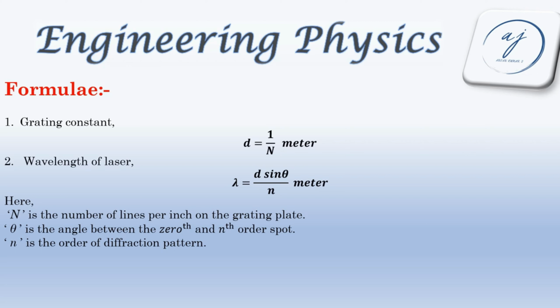Here, capital N represents the number of lines per inch on the grating plate. Theta is the angle between the 0th and nth order spot in a diffraction pattern, where small n is the order of the diffraction pattern. The diagram is as shown.